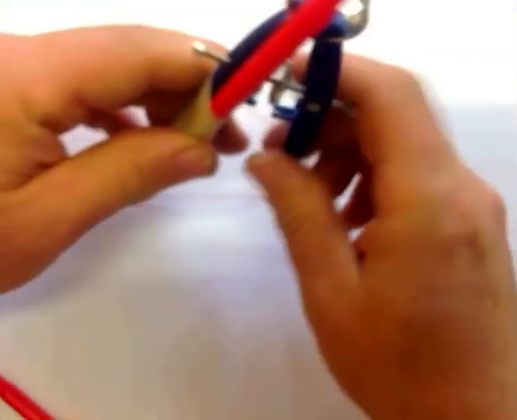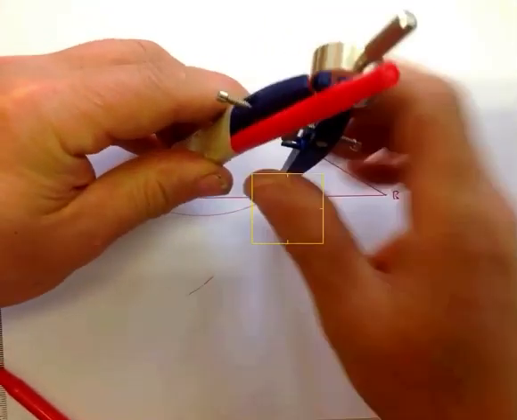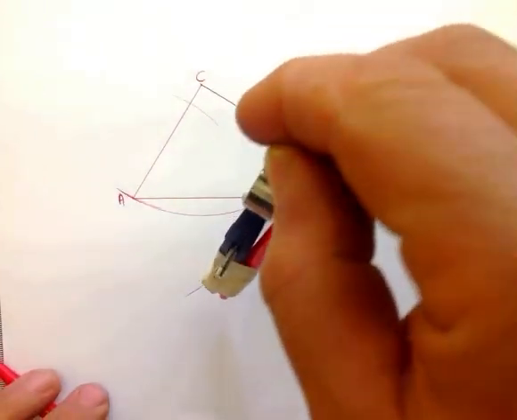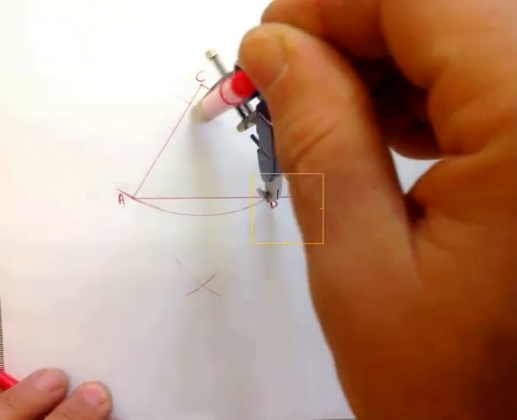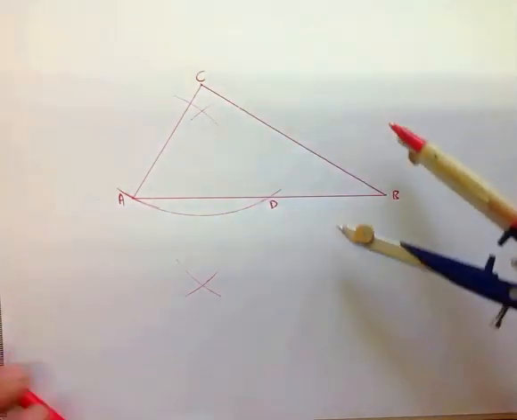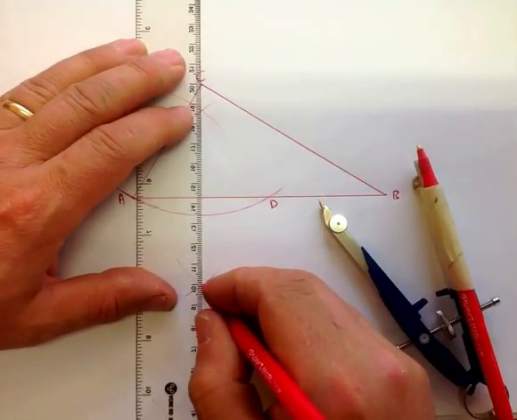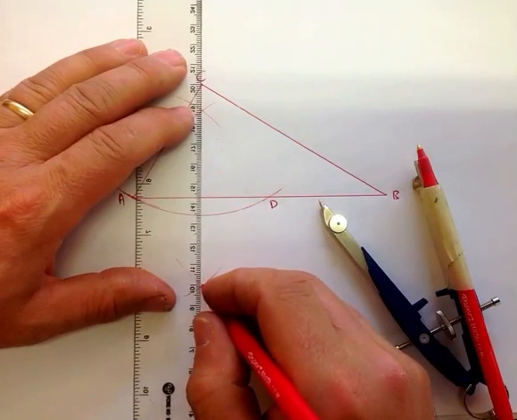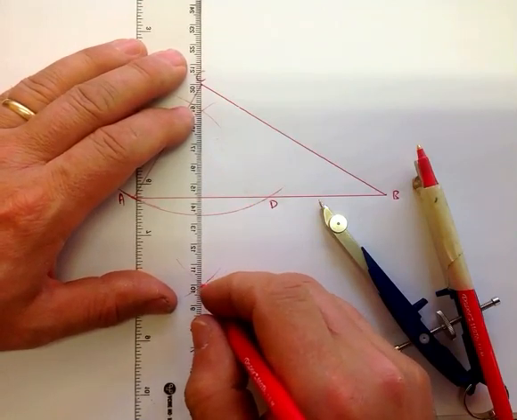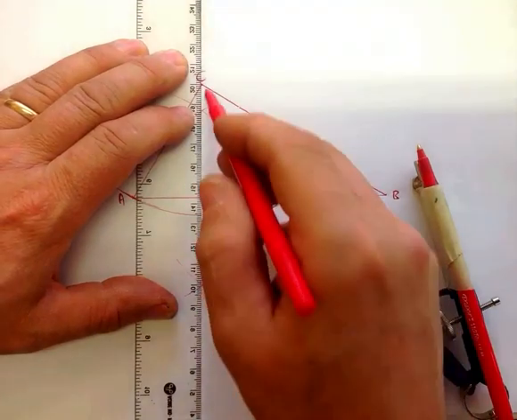I'm going to put the point on D. Okay, that's where the arc crossed my AB. I make a little arc here and a little arc there. Where those two arcs cross, I'm going to draw my perpendicular. I'm going to draw my line segment. Okay, but notice that also passes through C. If it doesn't pass through C, then you've made a mistake.